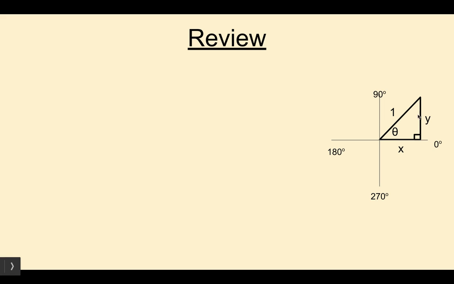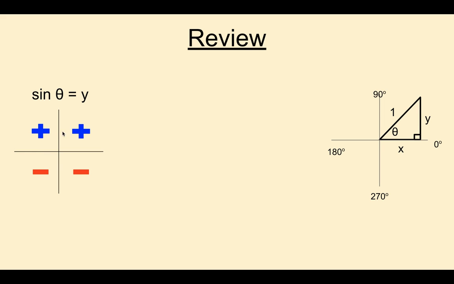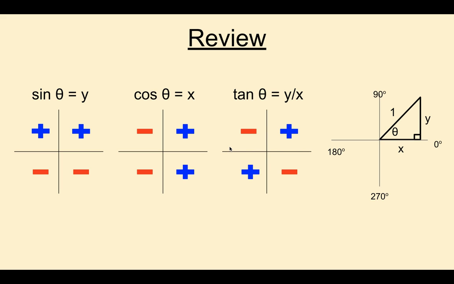So here's our unit circle idea where our hypotenuse is 1. Then given this generic right triangle, sine is y, cosine is x, and tan is y over x. So if sine is y, then it's positive in the first and second, negative in the third and fourth. If cosine is x, it's positive in the first and fourth, and negative in the second and third. And if tan is y over x, then it's positive in the first and third, and negative in the second and fourth.